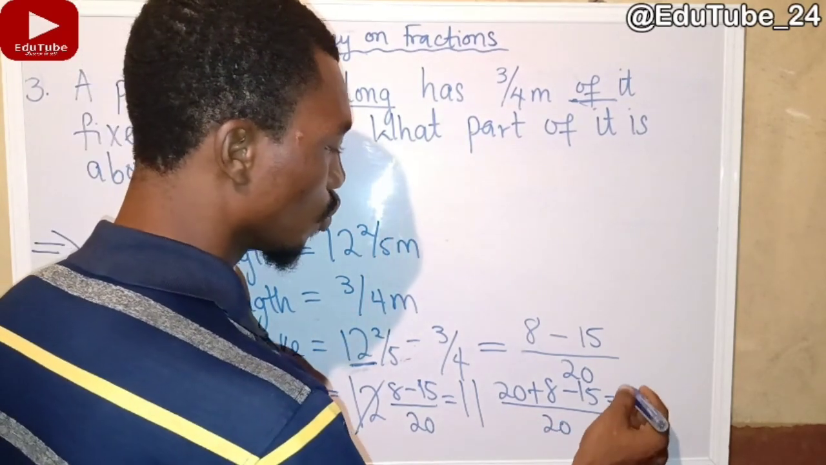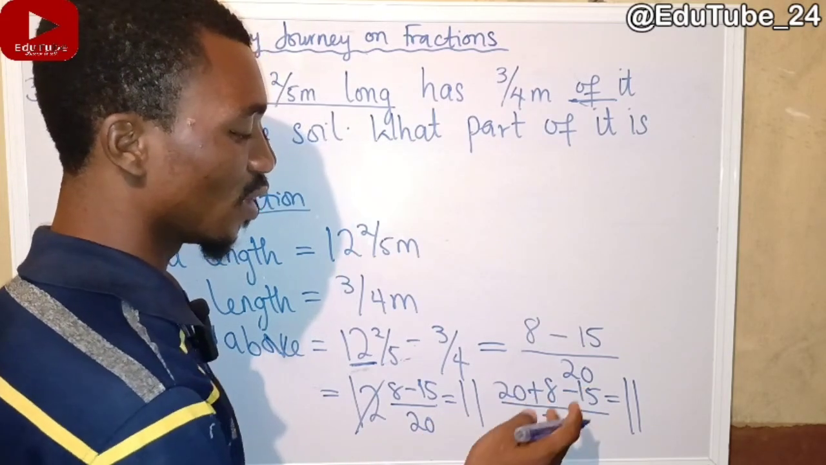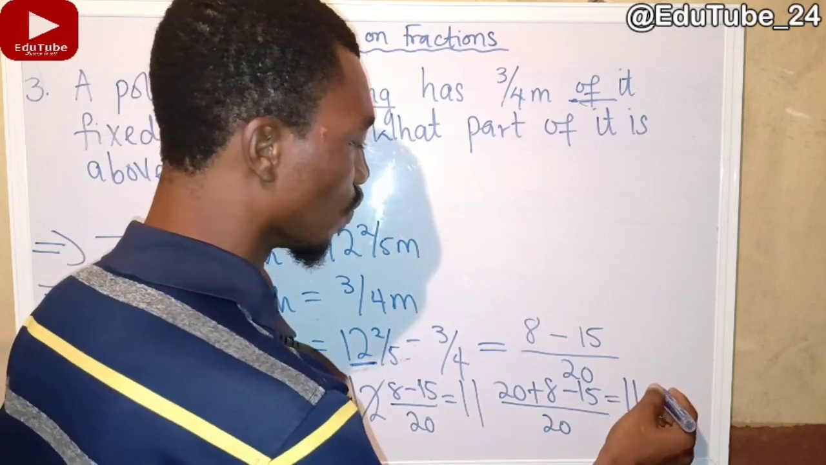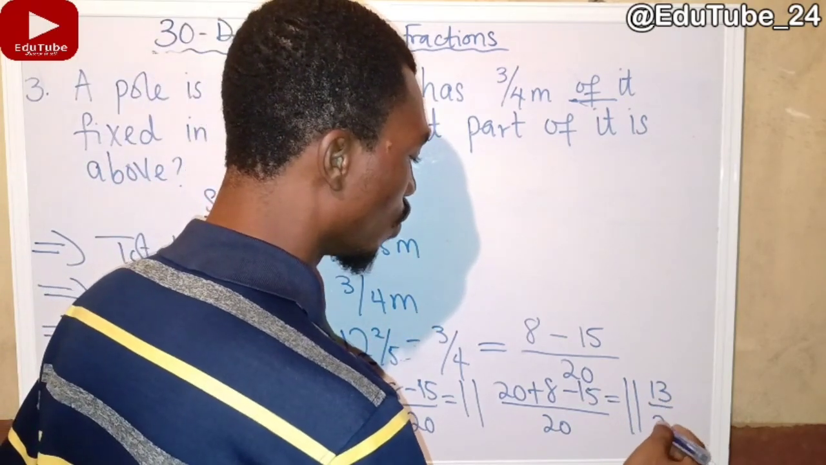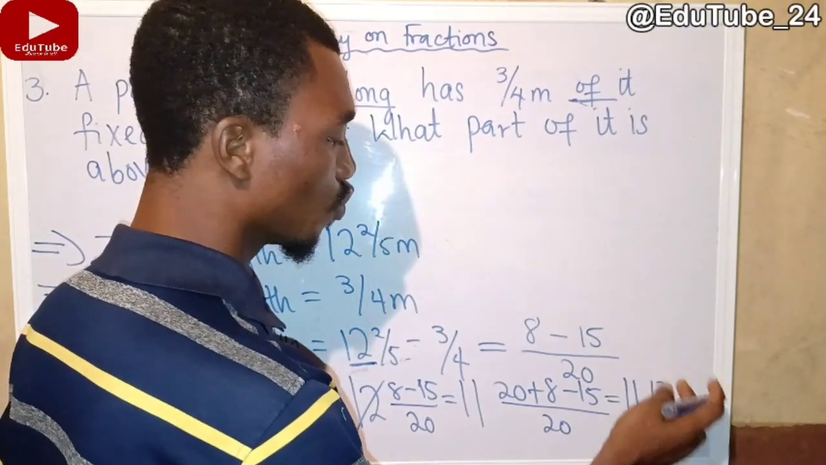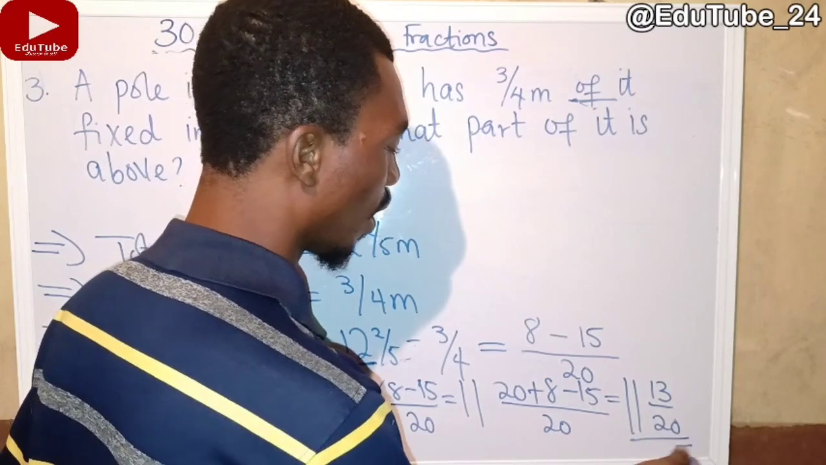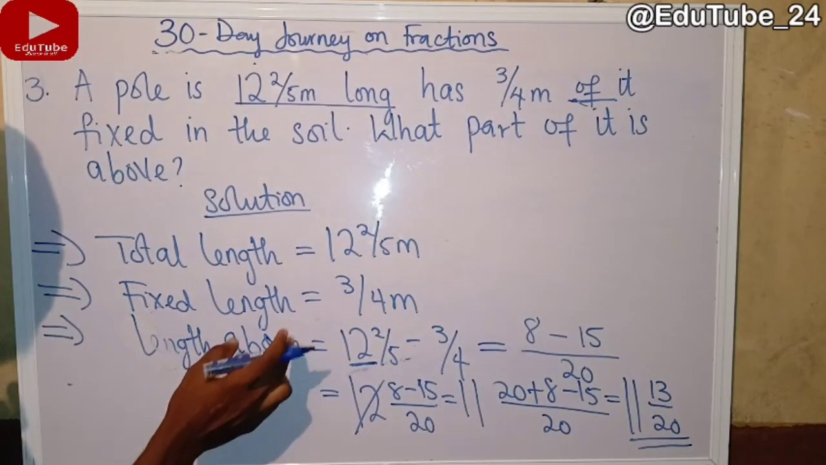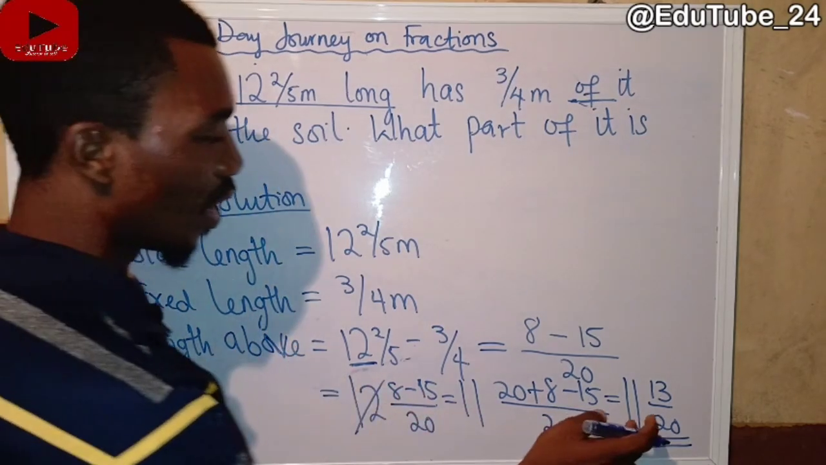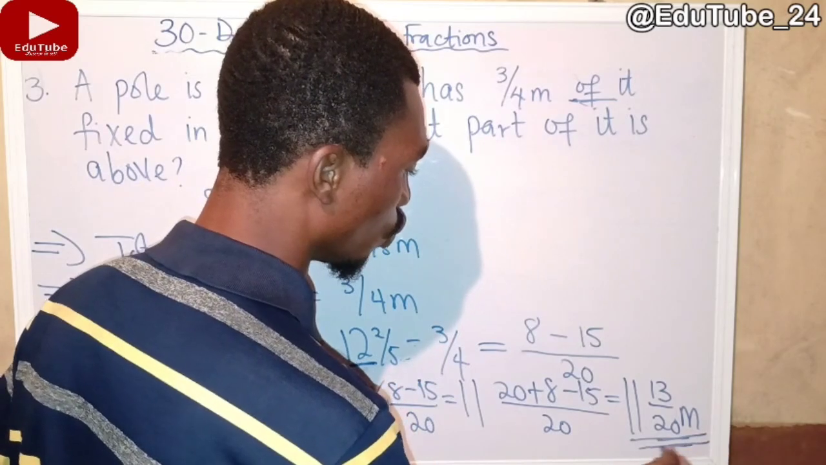So I'm going to round off the answer straight away. 20 plus 8, that will give us what? 28. So 28 take away 15, that will give us what? 13 over 20. 13 over 20 is a proper fraction, and they have no common factor, which means we don't need to simplify it. So this is our final answer. So the length of the pole that is above the soil is 11 whole number 13 over 20 meters. And don't forget to put your unit.